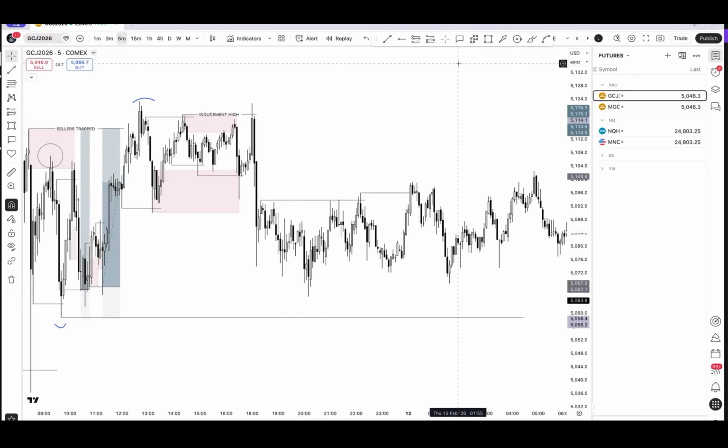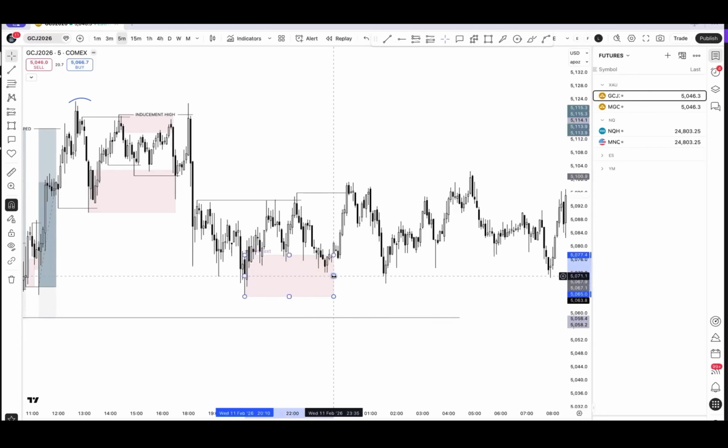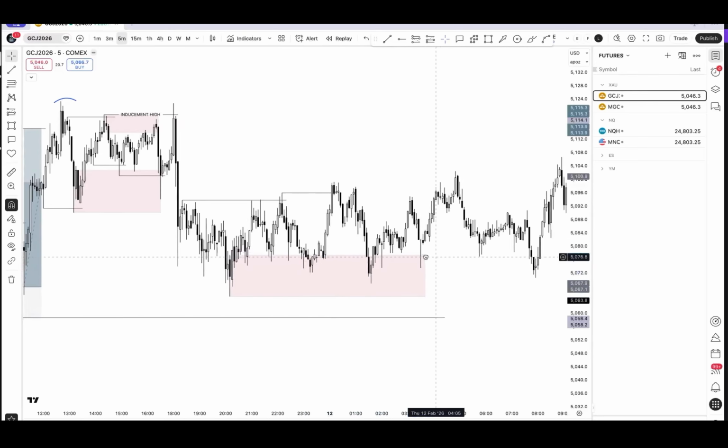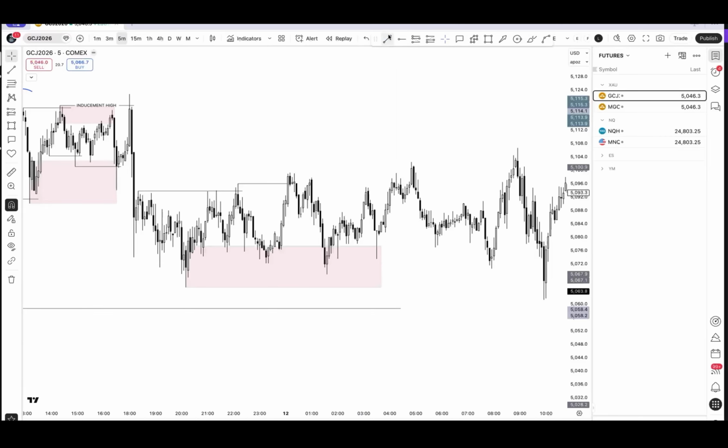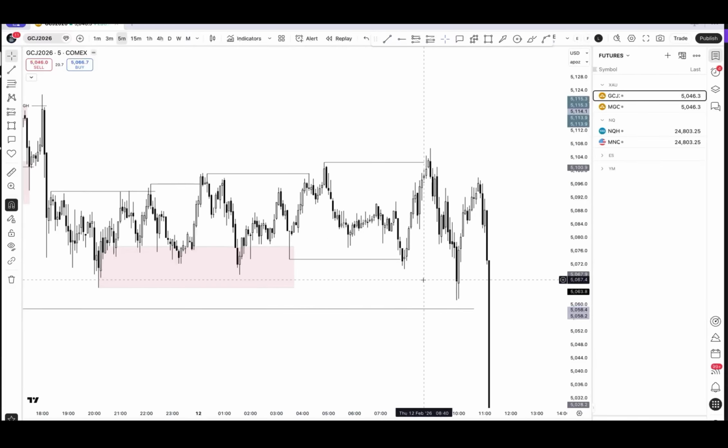So notice how we're inducing buyers at this low, literally off of nothing. Price is respecting these areas. Still respecting this area. Just drag it out. Notice how we're still inducing buyers. Come lower, we're just generating so much liquidity into the market. Drag the low out even further.